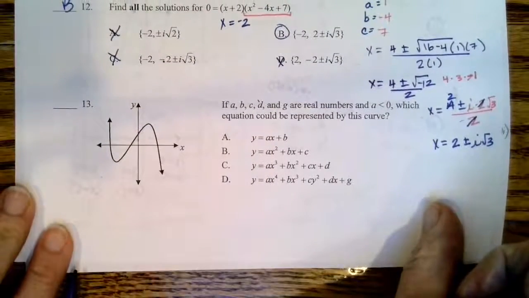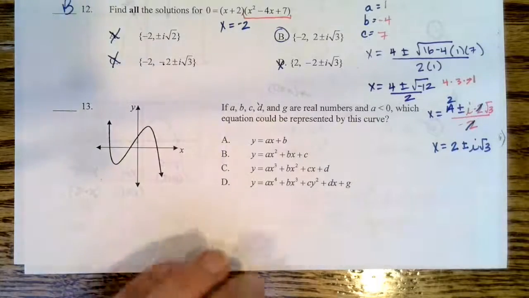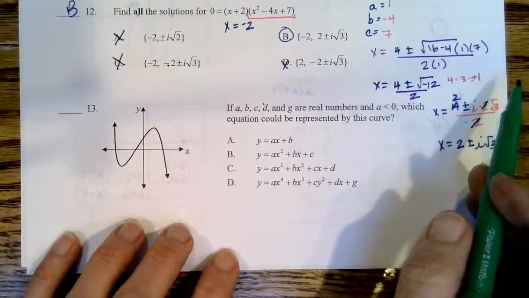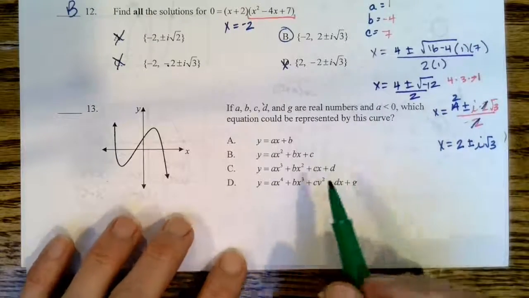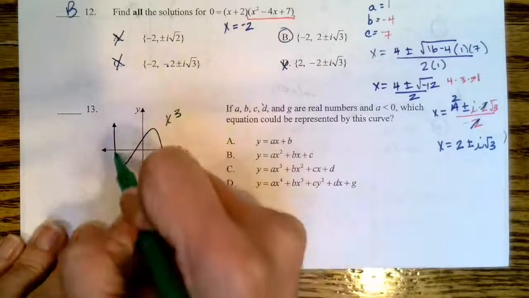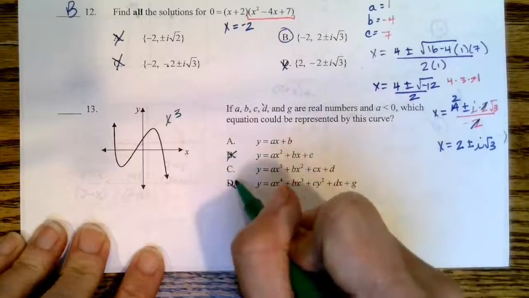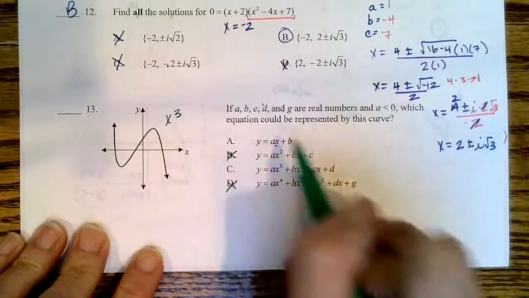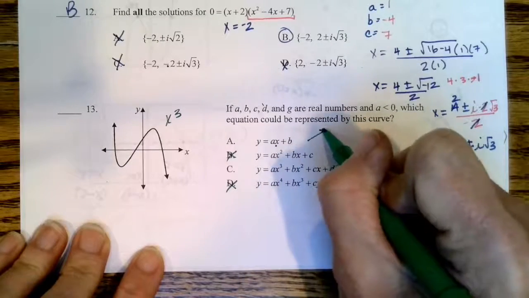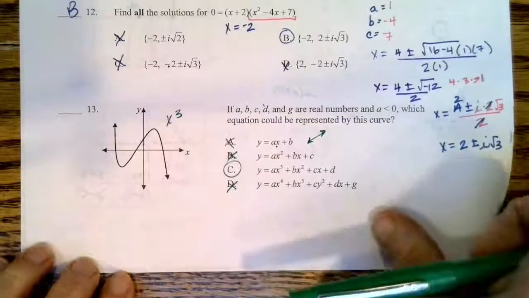Okay, 13. If a, b, c, d, and g are all real numbers, and a is smaller than 0, meaning that it's a negative graph, which equation could be represented by this curve? All right. So I see a cubic graph because it's an odd function, so I can get rid of my evens right away. This is linear, and a linear graph has no bumps. It's a straight line, so it can't be that one. It has to be this cubic graph.